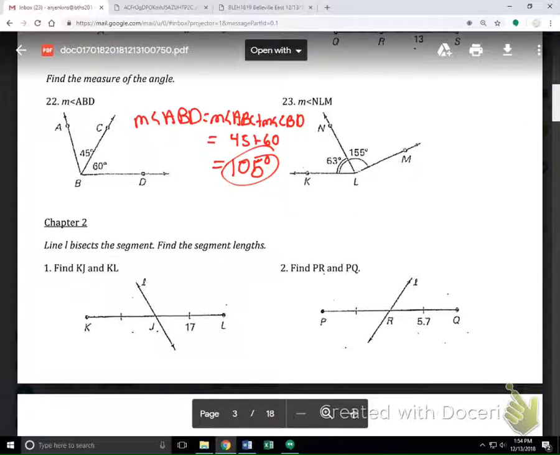Okay. The next one, be careful. This line here is telling you that this whole angle is 155 degrees. So the measure, it says angle ABC, then it says what after that?